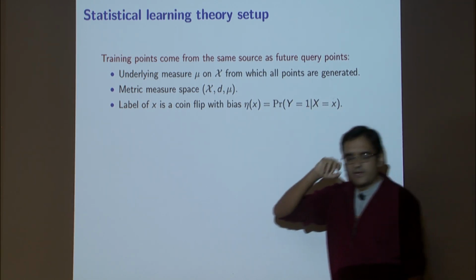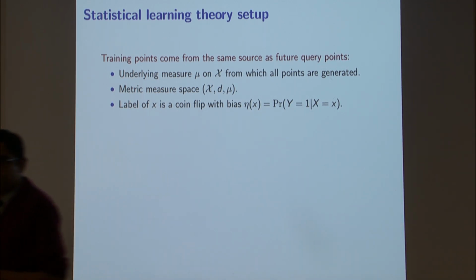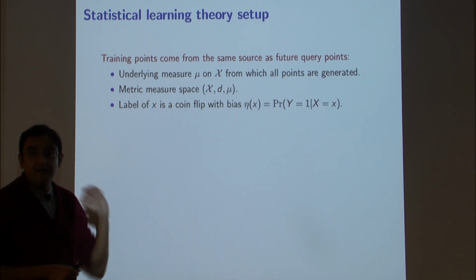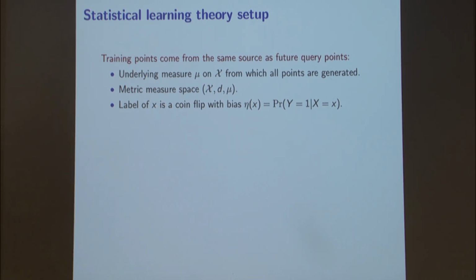Just like, for example, in the medical example, what does eta of x say? It says, if you look at all patients whose profile is x, and you find that 80% of them respond well to treatment, then eta of x is 0.8. So this is the conditional probability of having a label 1 given x. The way points are generated is you first choose x according to mu, and then you choose y conditioned on x according to this simple coin flip. So that's the data generative process.